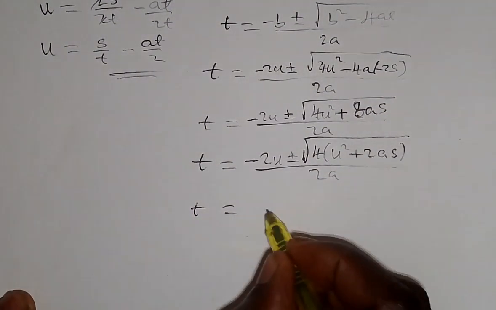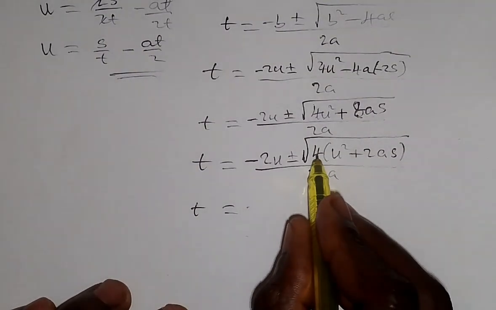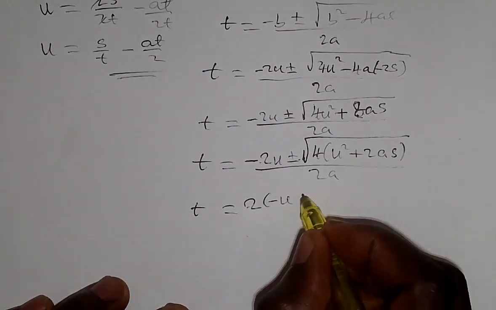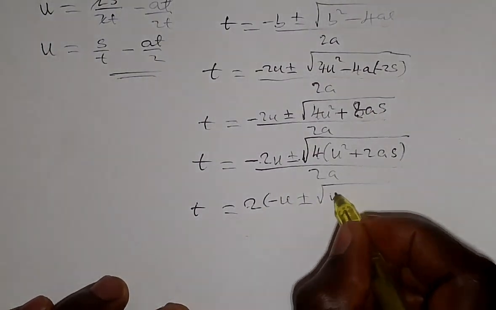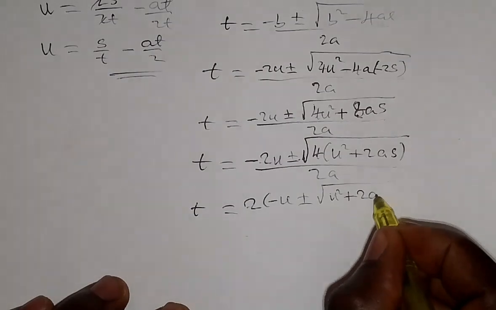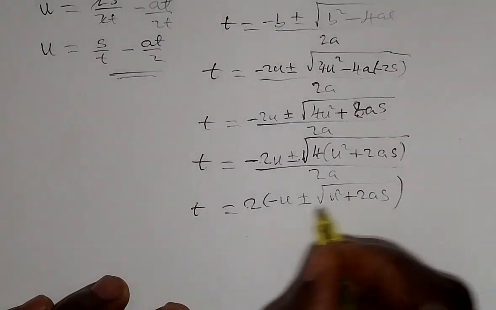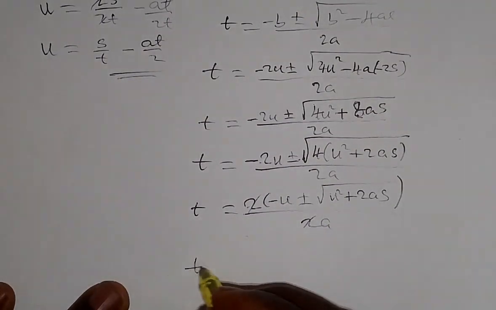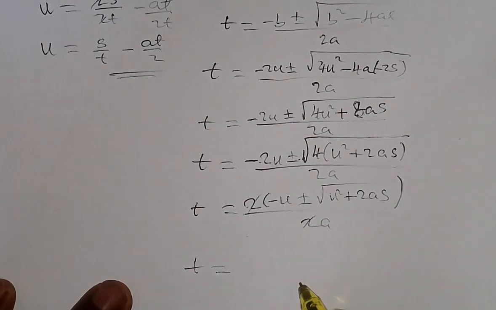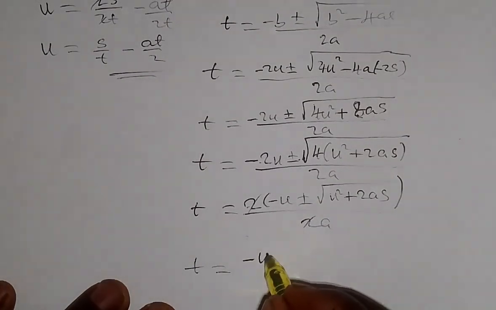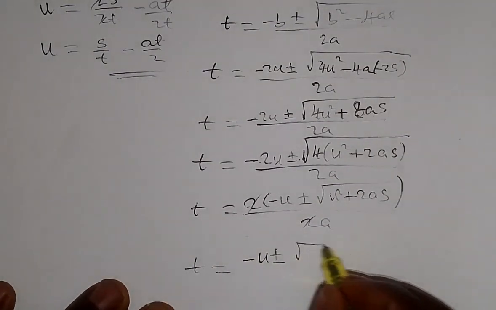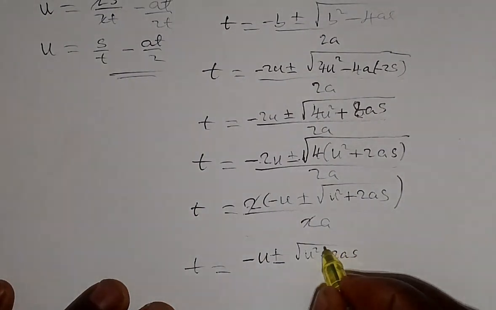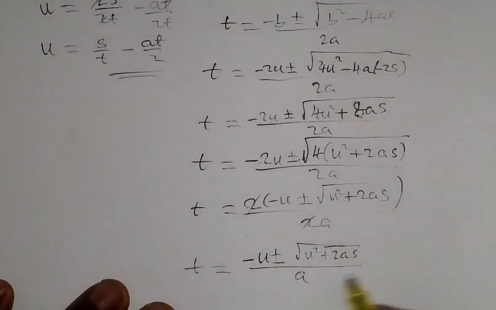So still here, when you check this very well, when you take the square root of 4, it will be 2 outside, so we factor it. We have 2 open bracket minus u plus or minus root u squared plus 2as, close the bracket, all over 2a, so that you see these two will cancel these two. By implication, when we make t the subject of formula from this question, it will be minus u plus or minus the square root of u squared plus 2as, all over a, as our final answer.